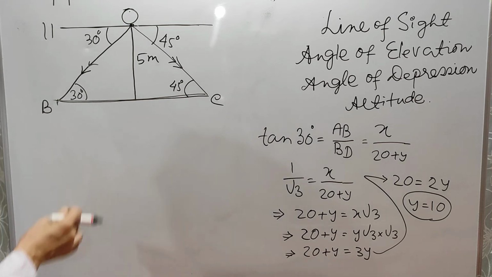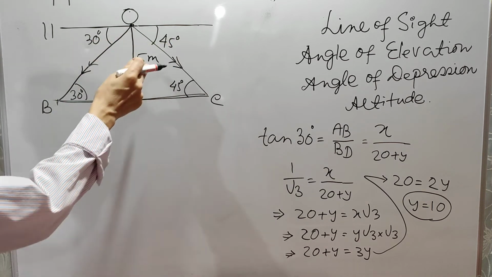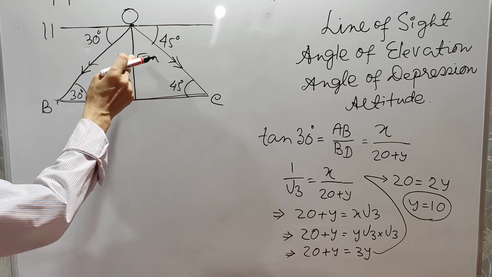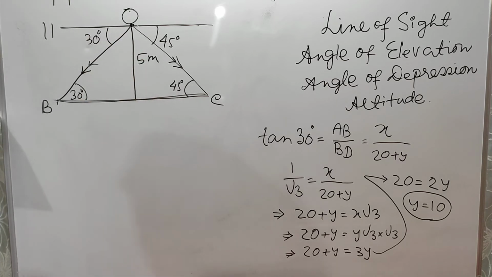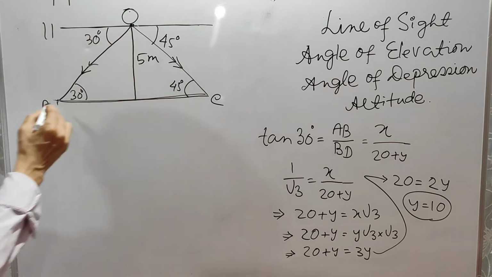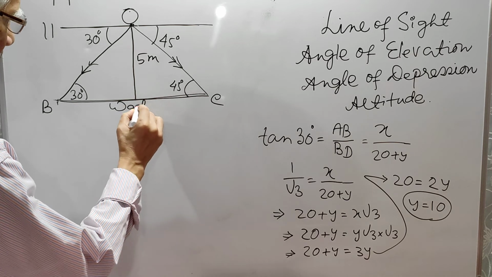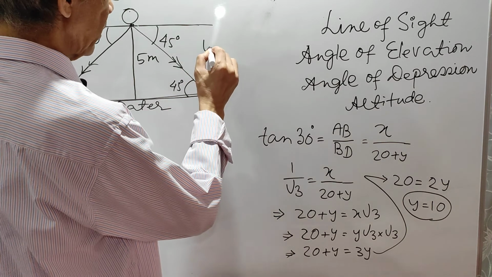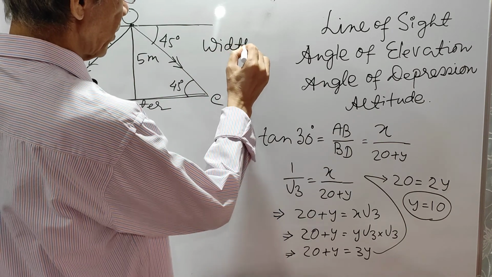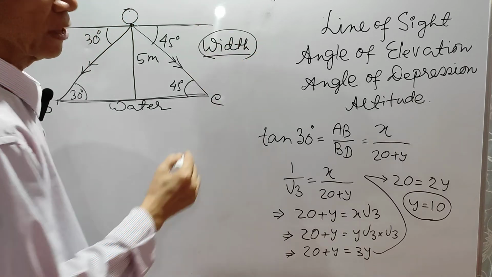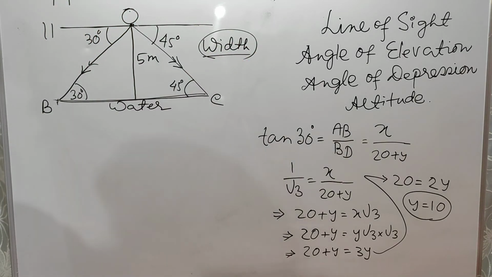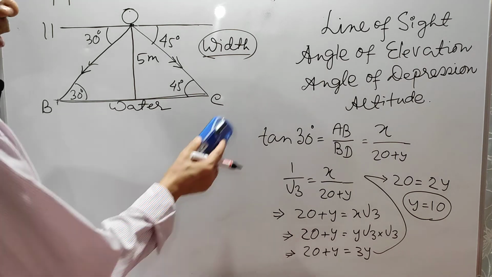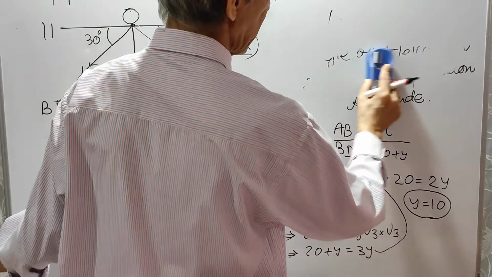Okay, all this is given: 30 degrees, 45 degrees, angles of depression. Then the height of the bridge is given as 5 meters from the water surface. BC is the water surface. So the question is, find the width of the river. That means this distance, BC. Let us see how to calculate it.